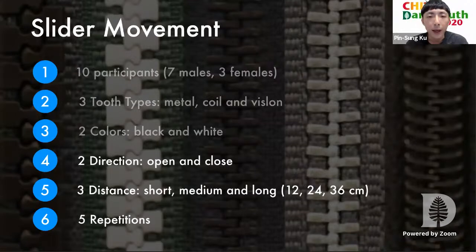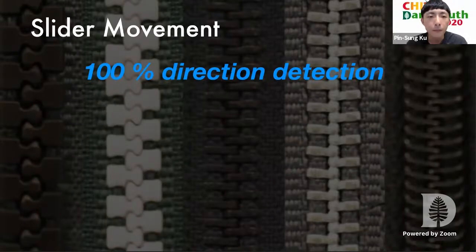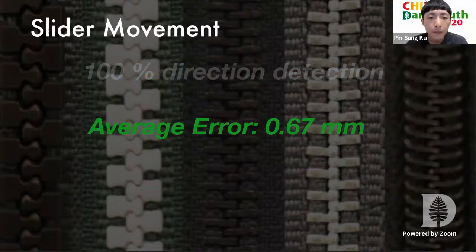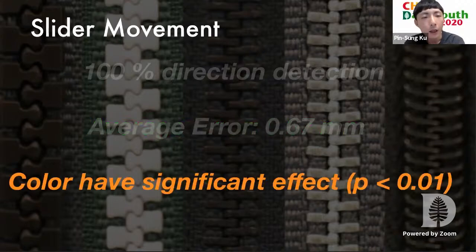The participants were asked to pull the slider to either open or close the zipper with 3 travel distances, and 5 times in each condition. The result shows no error in detecting travel direction, and the average error for each zipper pull is 0.67 millimeters. Interestingly, we found more tracking errors on the white teeth than the black teeth. We believe this is because the white surface is more reflective, which might lead to higher error of the proximity sensor.